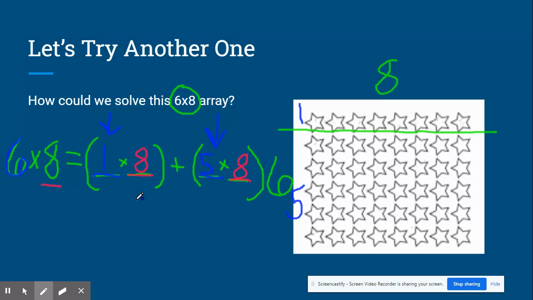1 times 8 we know should be what? 8 because of that rule we have. 5 times 8, let's go ahead and count by 5 8 times. 5, 10, 15, 20, 25, 30, 35, 40. And if I combine 8 and 40, that's easy adding. You get as your answer 48. Super duper. Let's keep on going, boys and girls.